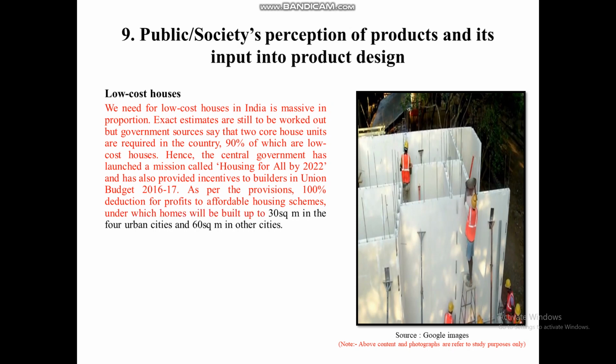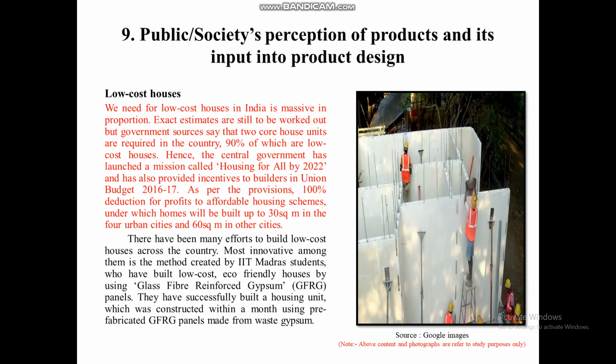Hence, the central government has launched a mission called Housing for All by 2022 and has also provided incentives to builders in Union Budget 2016-17. As per the provision, there is 100% deduction for profit for the affordable housing scheme, under which homes will be built up to 30 square meters in the 4 urban cities and 60 square meters in the other cities. There have been many efforts to build low-cost houses across the country.